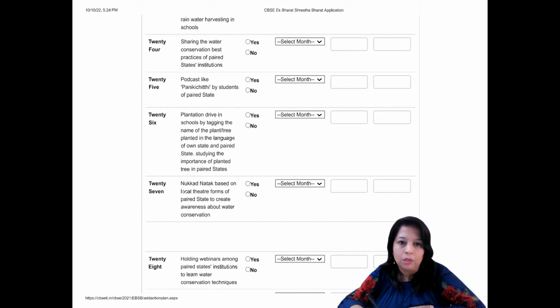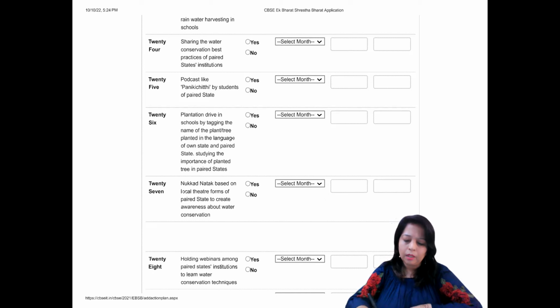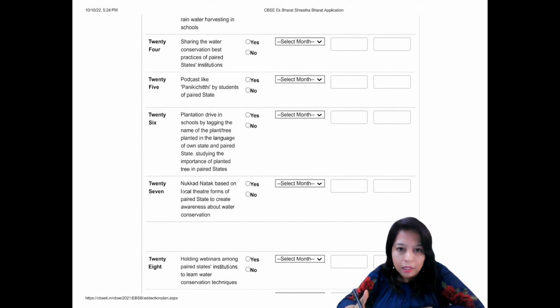Now, activity number 24, sharing the water conservation best practices of the paired states' institutions. This is to be shown and discussed with the students in the classes, to be done by the Science and Social Science Department. Use a smart board for that. Activity number 24. Now, next, activity number 25, a podcast like Pani Ki Chithi by students of the paired state.